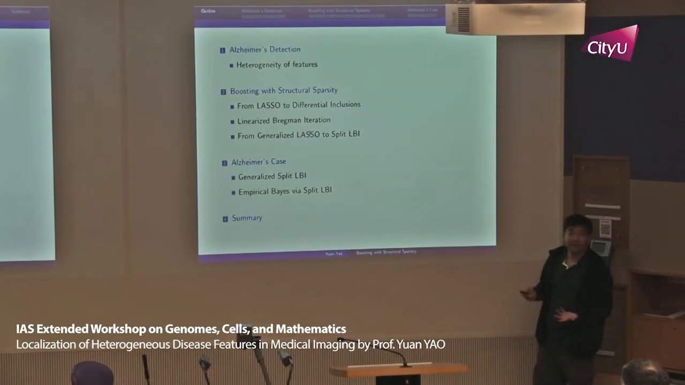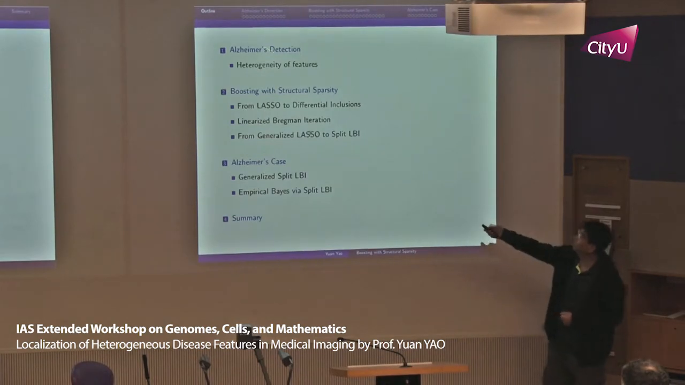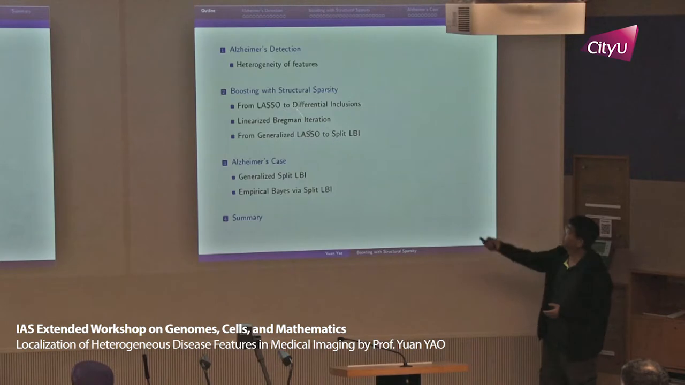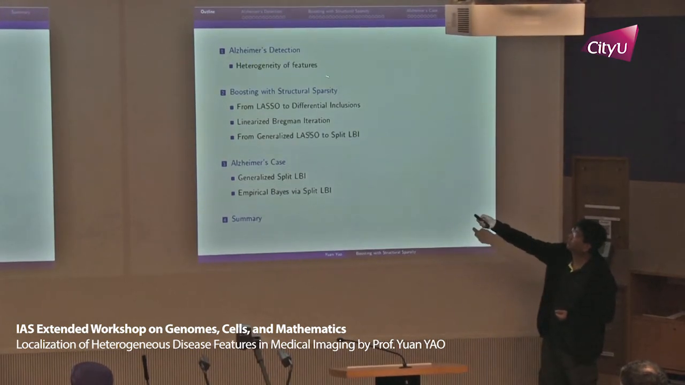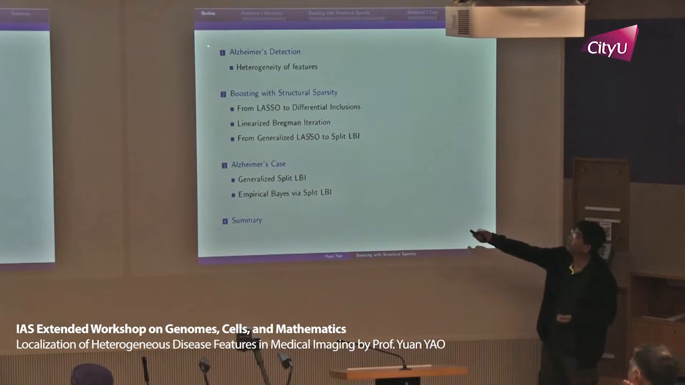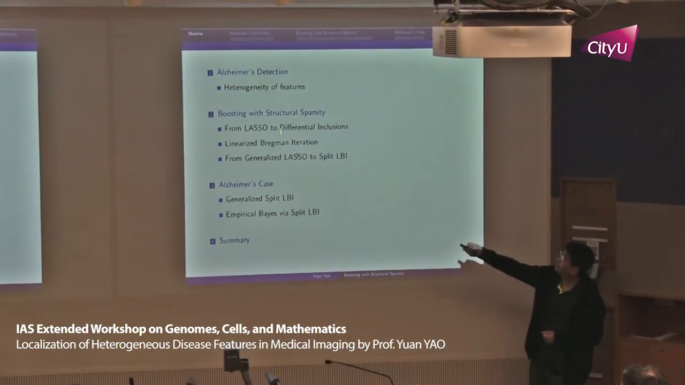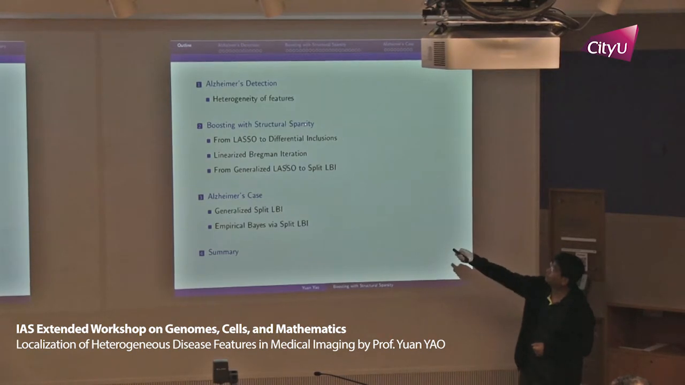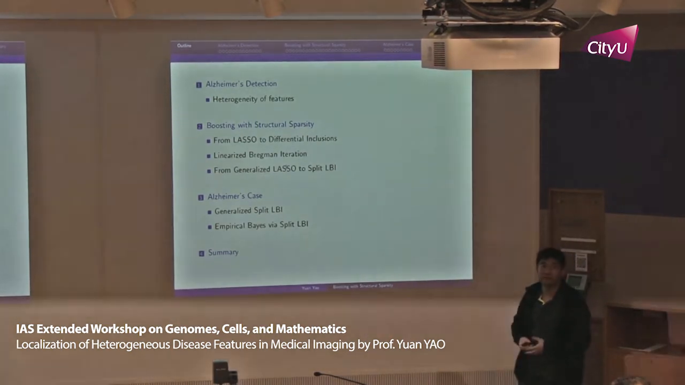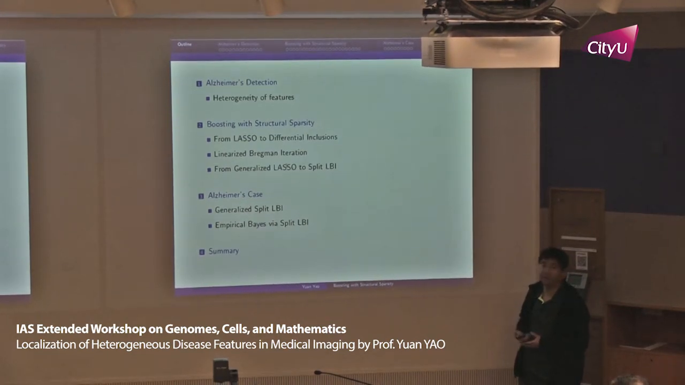Okay, so the outline is like this. Today, first I'm going to talk about Alzheimer's detection. This detection from medical imaging suffers a lot from the heterogeneity of the features. So I will show what I really mean by the heterogeneity of disease features. And then we propose some methodology, using the phrase boosting with structural sparsity, which refers to this family of new algorithms to solve the structural sparsity recovery problem. And we apply this new methodology to the Alzheimer's case, then we can see how we achieved the state-of-the-art result so far. So that's the outline of this talk.